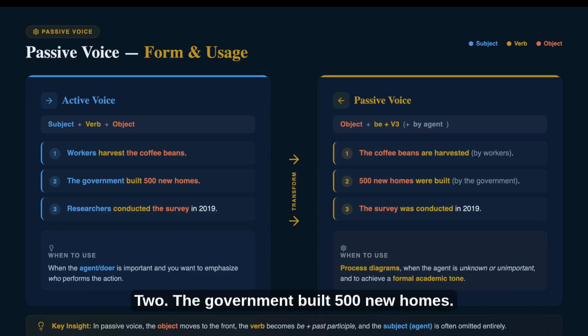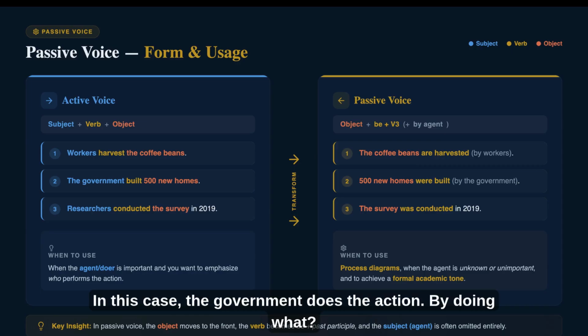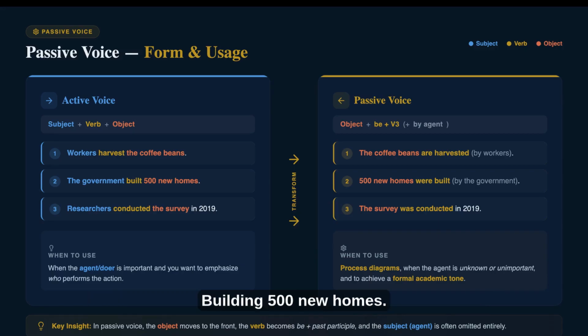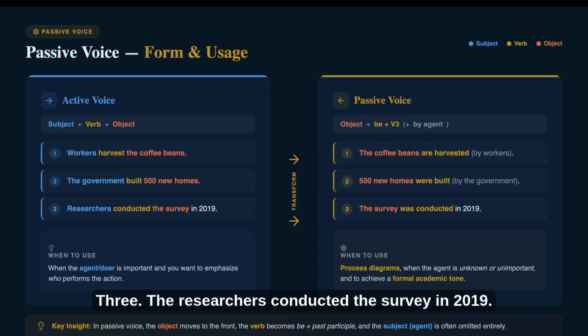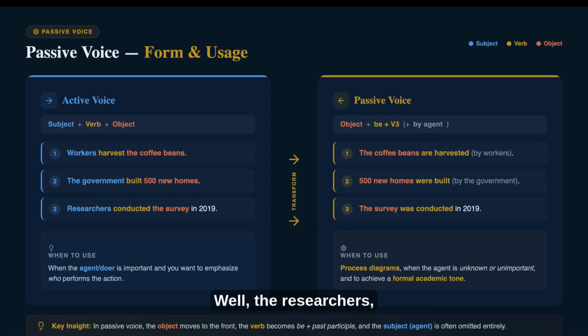Two, the government built 500 new homes. Well, again, the light blue color code is for the subject. In this case, the government does the action. By doing what? Building 500 new homes. Three, the researchers conducted the survey in 2019. Well, the researchers in this case is the subject of the sentence. And they do the action, right?